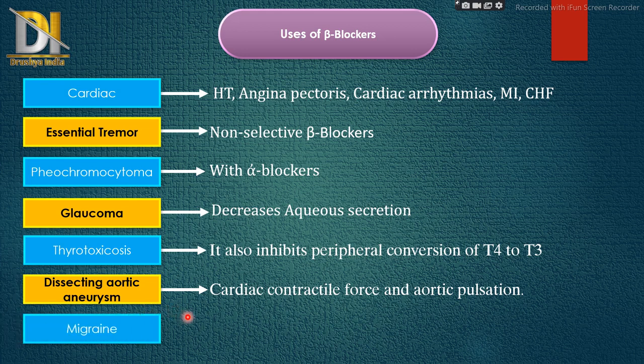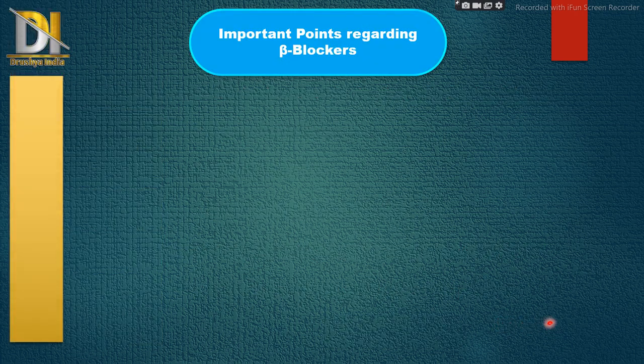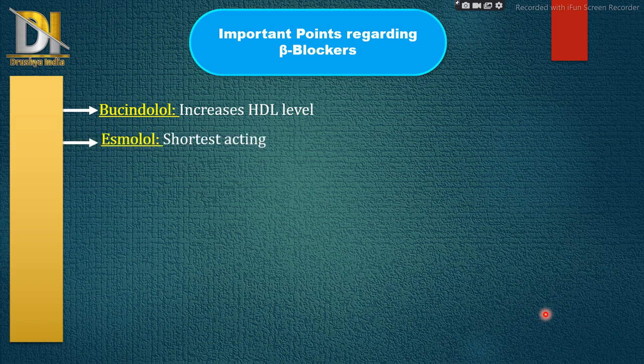Then next is migraine. In migraine, propranolol is mainly used for prophylaxis of migraine. Then next is anxiety. For treating anxiety also propranolol is preferred. Then last one is some important points regarding beta blockers. First one is bucindolol. It increases HDL level, that means it increases high density lipoprotein level in body. Then next is esmolol. It is shortest acting, we have covered it in classification also. Then next is nadolol. It is longest acting.